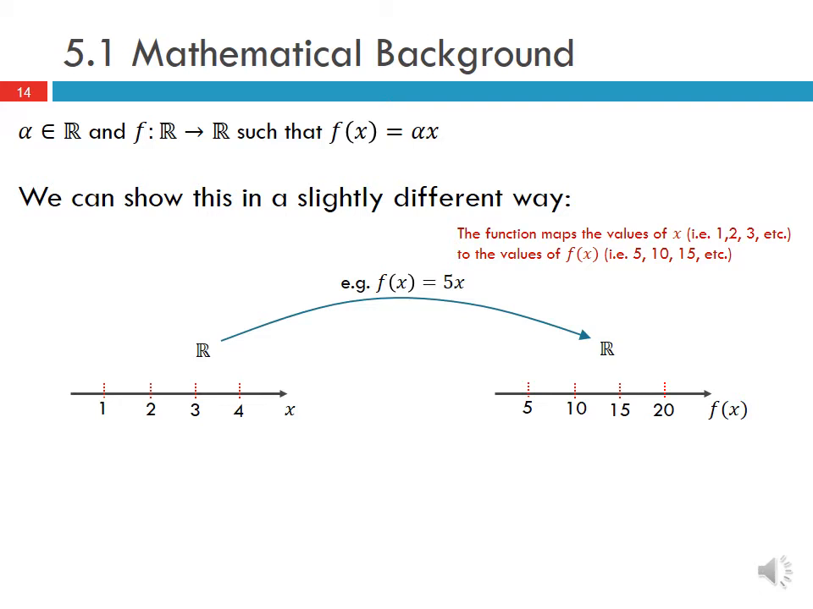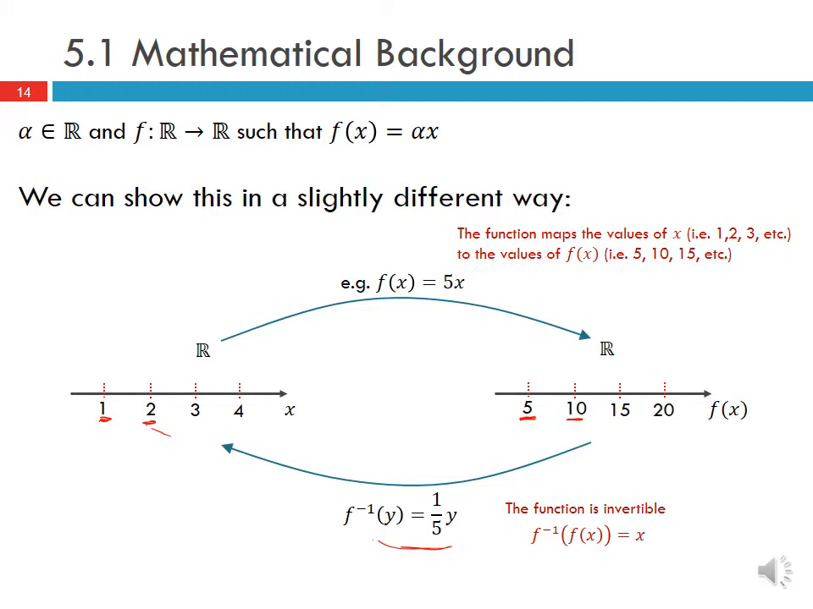So the function, again, maps the values of x, so 1, 2, 3, to the values of f of x, 5, 10, 15. And I can also go the other way. If I take a value here, I can actually find what value that corresponds to over here by using this inverse relationship. So if I have 5, the inverse of f of 5 is 1 over 5 times 5, which gives me 1. Again, I can do the same thing. If I start with 10, I can do this inverse, and I know that I'm going to get 2.